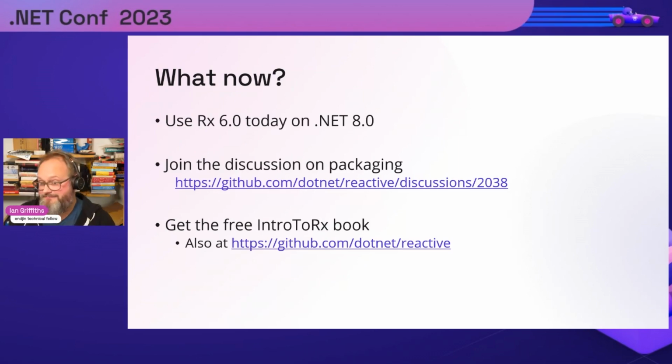Okay, so that's everything we've done and everything we're thinking about doing next. So what can you do now? Well, you can use RX6 today on .NET 8. That is fully supported. If you have opinions on the packaging issues that I raised, please go to the discussion up on the GitHub repo, because we really want to know what people think and to get views on this, because it's going to be a significant decision. And also go and find the free Intro to RX book that will be up on the same repo. It'll have its own website as well, but you'll be able to get to it through the RX repo. So that should be appearing any day now. So please go and look for that soon.